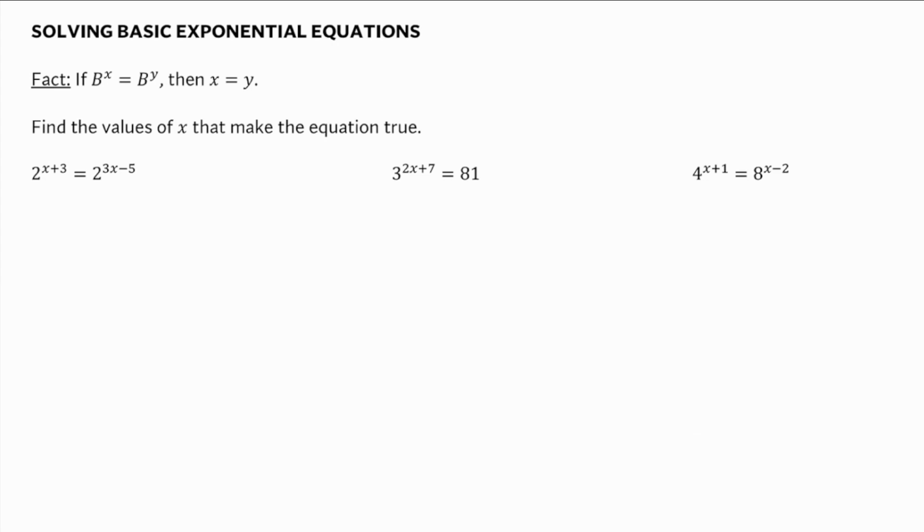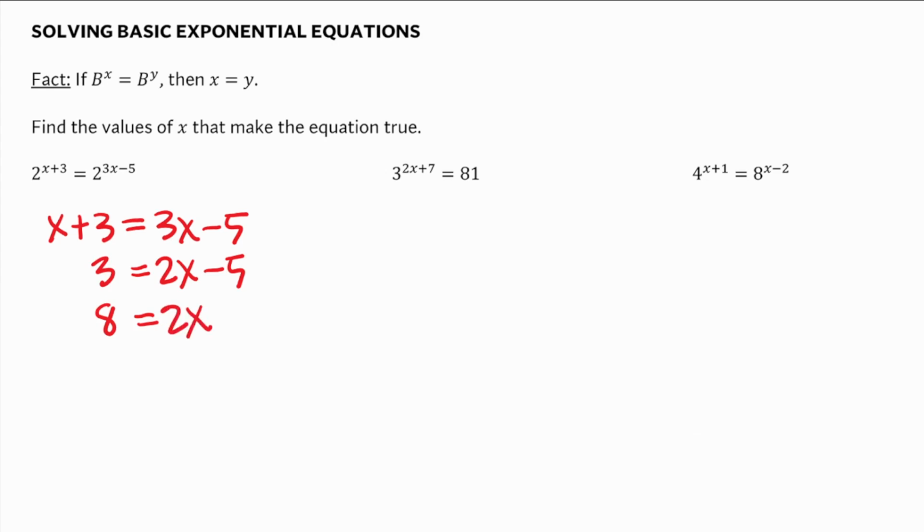So I'm going to say, okay, if 2 to the x plus 3 equals 2 to the 3x minus 5, then that means that x plus 3 has to equal 3x minus 5, and that's something we're good at solving, right? I'm going to subtract 1x from both sides. And then I'm going to add 5 to both sides and divide by 2 and see that x is going to equal 4.